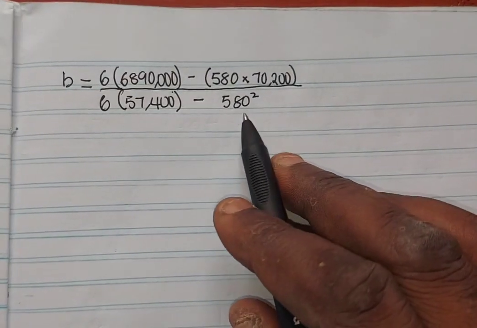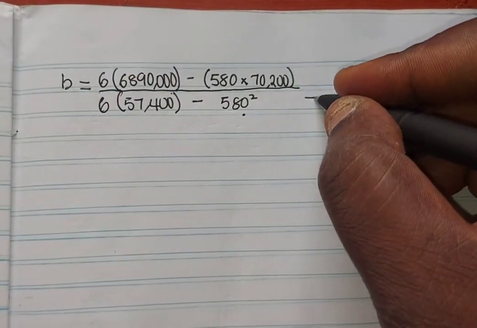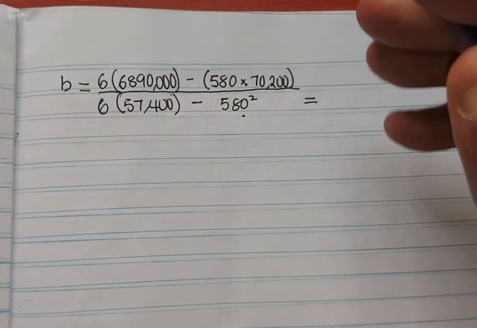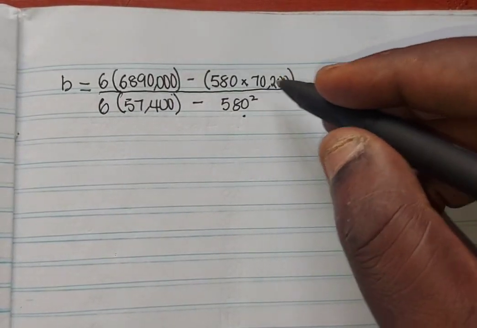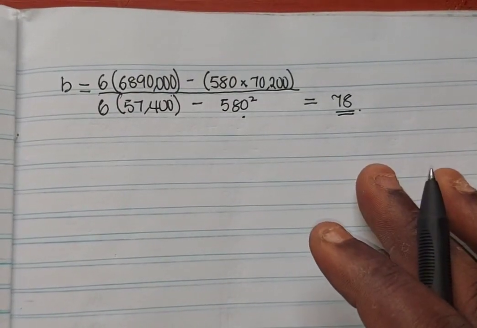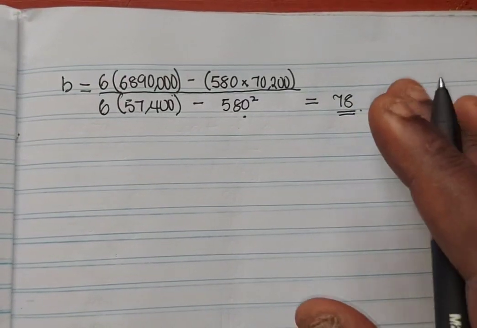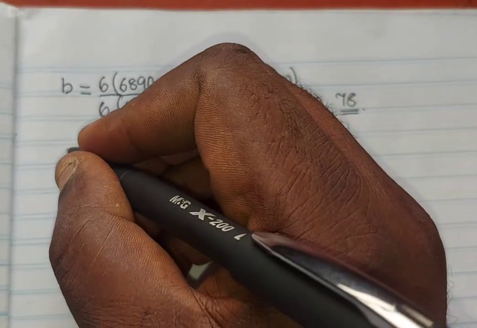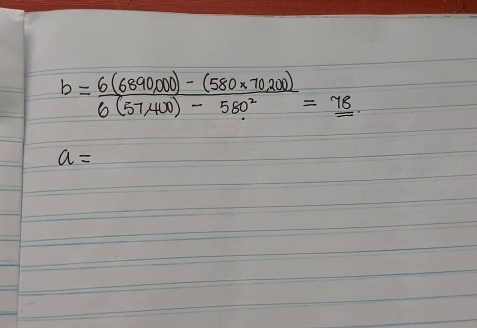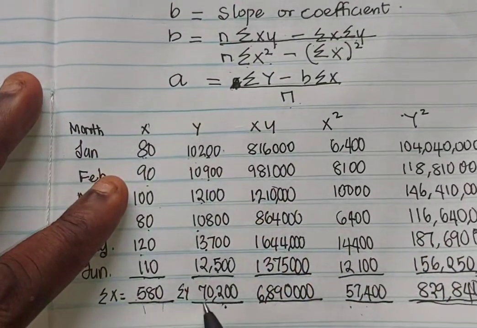All right, so when you manipulate this, it's going to give you, from your calculator, a student at this level should be able to use his calculator to get the value of 78. That's our B, 78. And that is the regression coefficient. Then our A is summation Y. Now let's go back to the table. This is summation Y, which is 7,200.